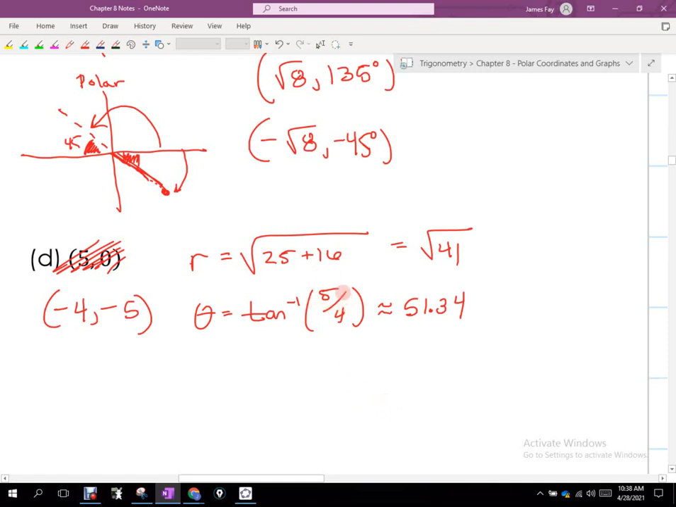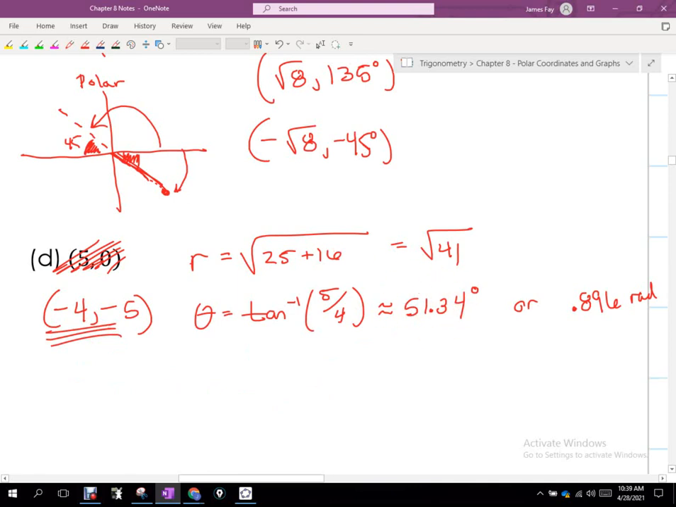Should I see r to be radical 41? Okay, when you find theta initially, 51.34 degrees, approximately. If you're in radians, you get 0.896. Okay, but if I go 51.34 degrees, is that in the third quadrant like that point there is? No. So what do I have to do to this number? Add 180 to it. Okay.